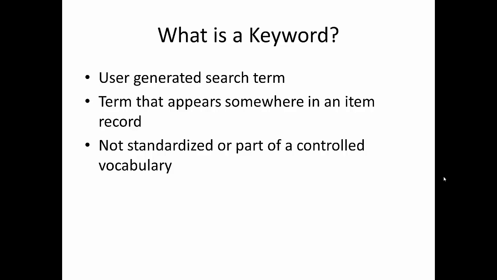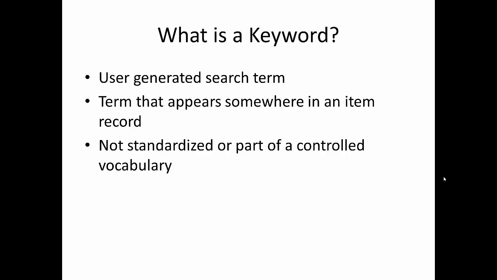What do keywords do? They show up in an item record, making them one of the results a catalog, database, or search engine displays at the end of a search. Keywords are not standardized in any way. Another way to talk about keyword searching is full text searching.